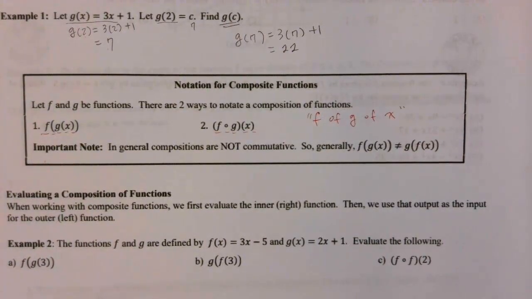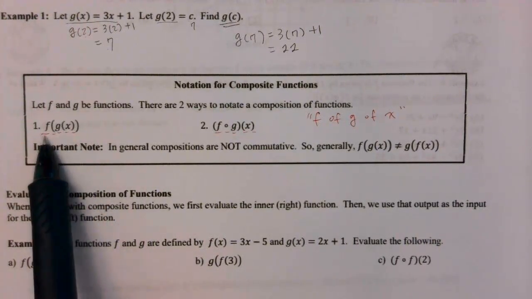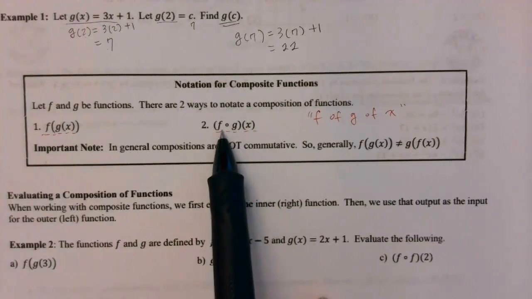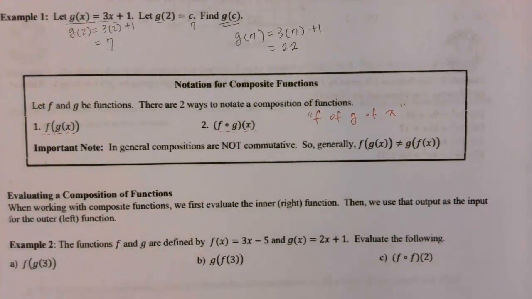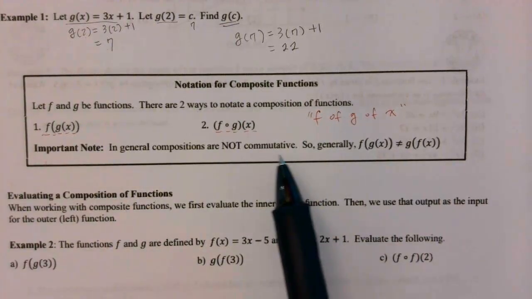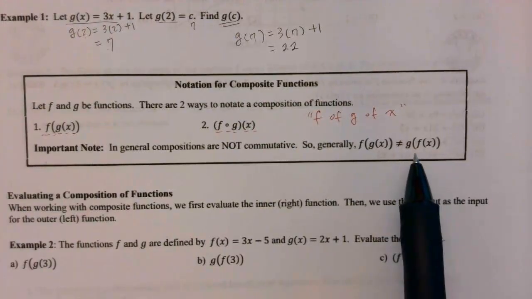Okay? All right. When we do that, you always want to start from the inside. So for this one, you start with the g of x and plug that into f of x. For this one, you start from the right side. G of x goes to f of x. Okay? Important note, they are not commutative, meaning that f of g of x is not the same as g of f of x. Okay? All right.